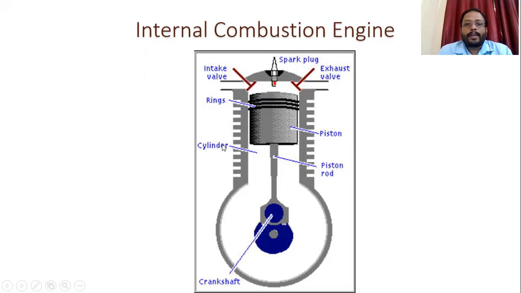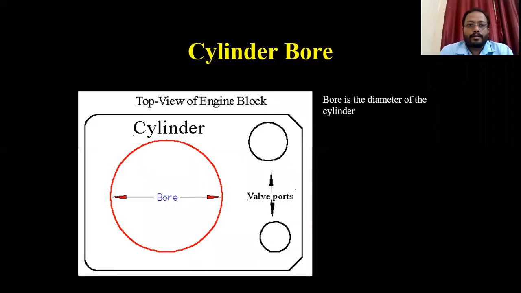Now there will be a cylinder which is placed inside, which is the outer part of the body, and there is a piston rod which connects the piston and the crankshaft. So there is a connecting rod, that is a piston rod, which helps to connect the piston and the crankshaft.